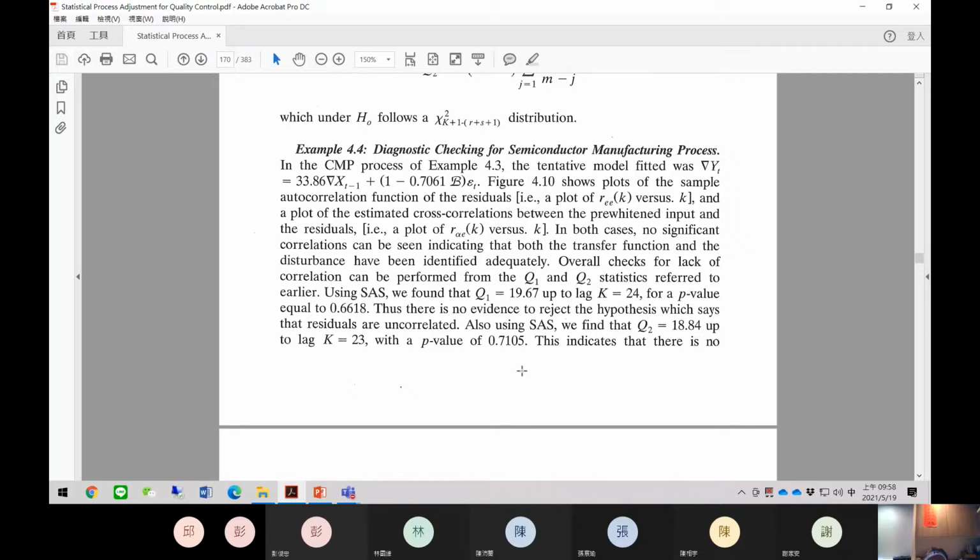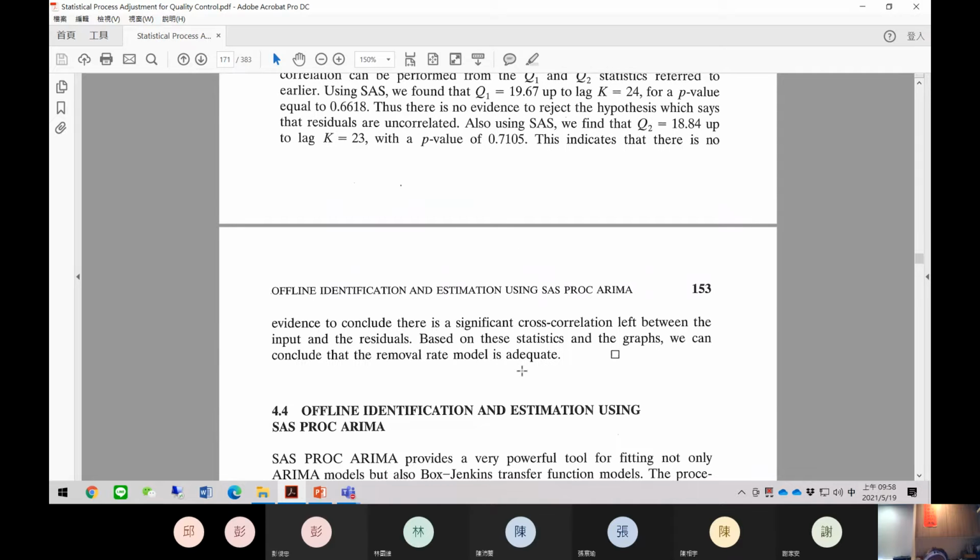The p-value is quite big as well, which indicates that there's no evidence to conclude there's a significant cross correlation between the input alpha t and the residual epsilon t with respect to the output. So based upon the statistics and the graphs we showed, we can conclude that the removal rate model fits the data we have quite well.